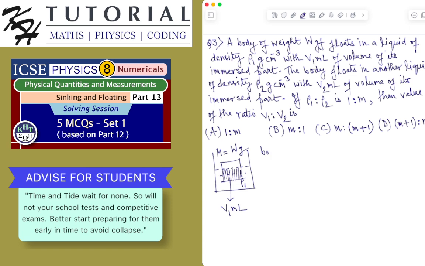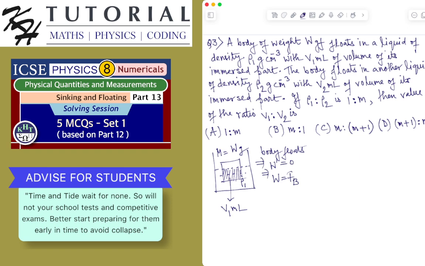Body floats implies W dash is 0. It is floating because no net force is acting on the body either downwards or vertically upwards, which means that W has to be equal to Fb. So this implies W has to be equal to Fb, where Fb is the buoyant force in the first case, that is for the liquid of density rho 1.